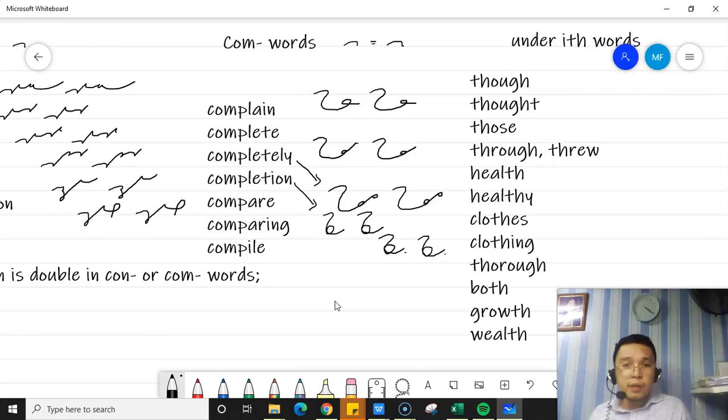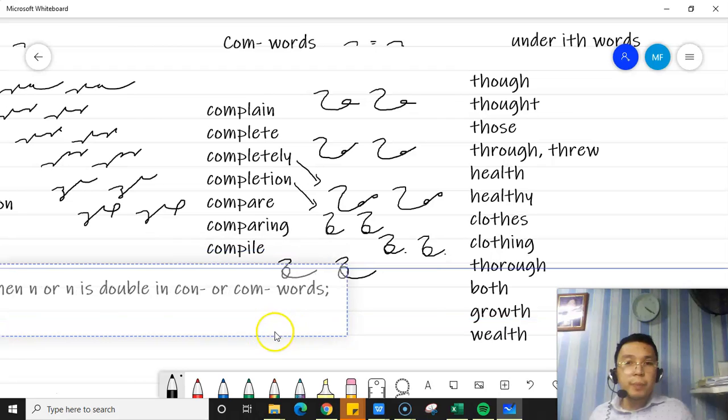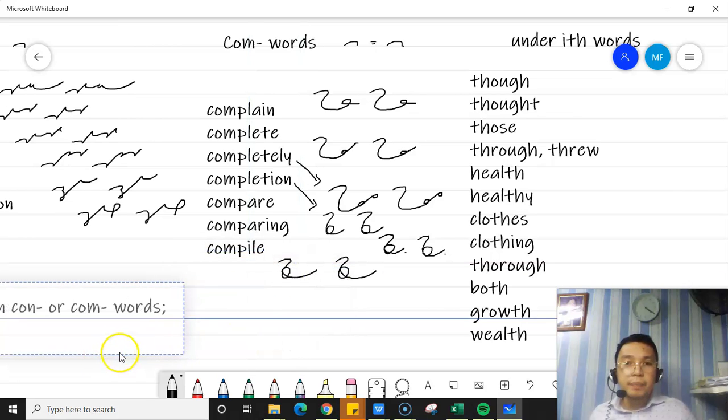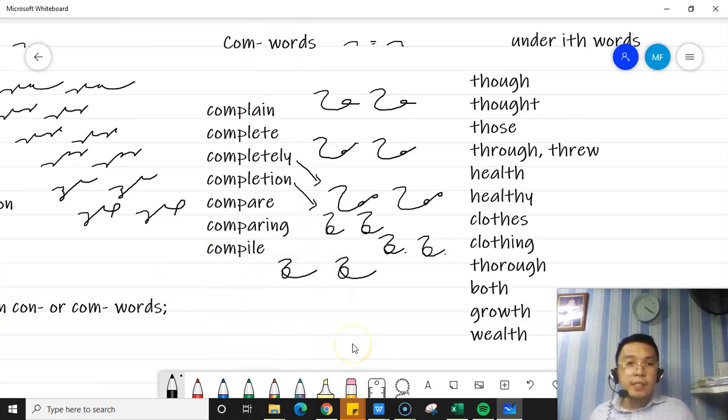Compile. Just word beginning P-I-L, compile. So let us remove the example number 1. So let me correct it, class. P-I-L, compile. Okay, are we clear? So con and com is represented by the K symbol.